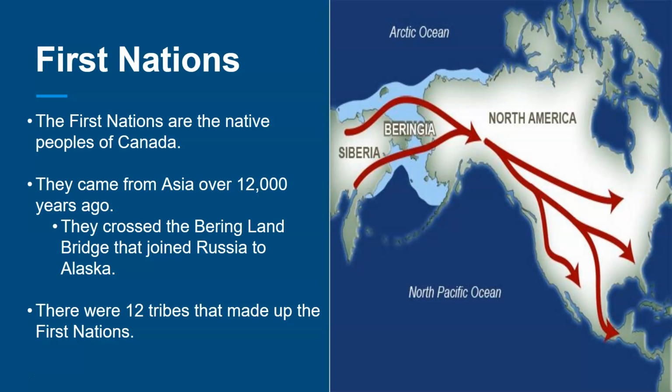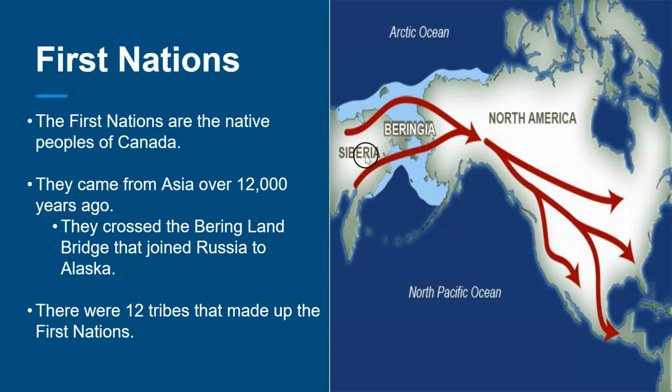So when we're talking about the peopling of Canada, the migration of people into this region, we begin with the First Nations. And the First Nations are the native peoples of Canada. They started peopling this region of the world about 12,000 years ago, in terms of coming across from what used to be a land bridge that bridged the gap between Siberia and North America.